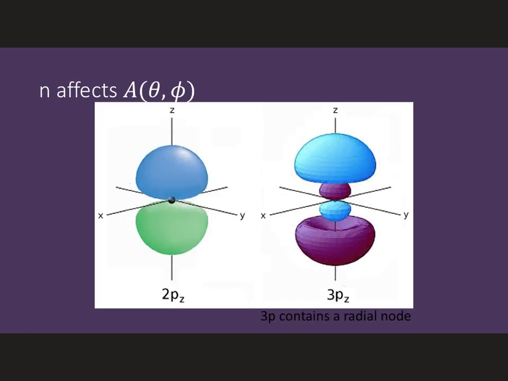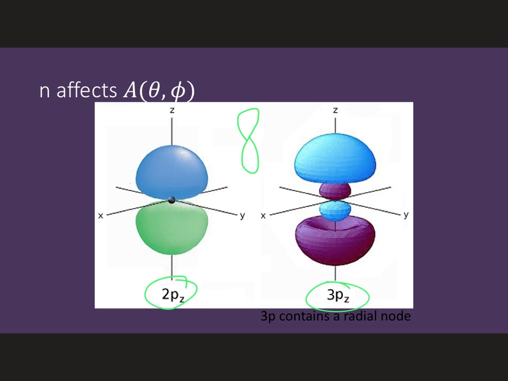We can also see, though, that the n quantum number does affect the look of these orbitals. So, for example, let's compare the 2pz versus the 3pz. They look similar in that they both kind of have that dumbbell type shape. But if we look here in the 3p, we see that we have a node between these two areas, a node here, and a node here.